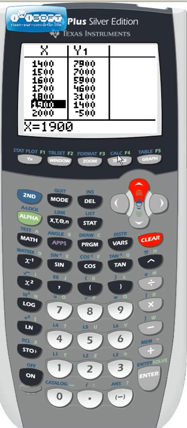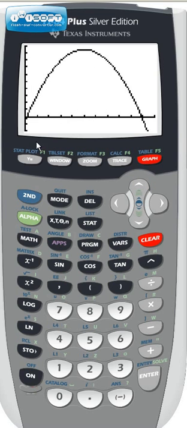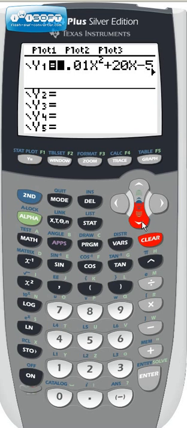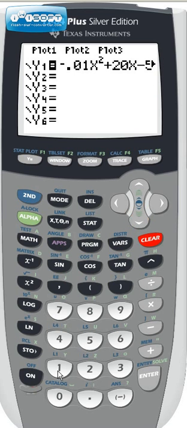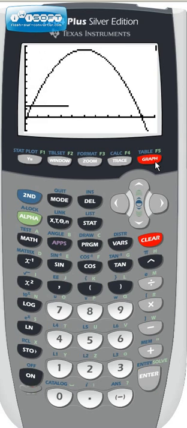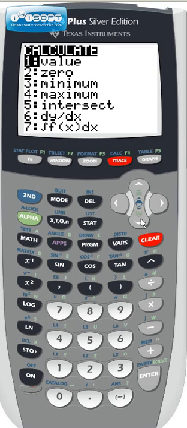The next thing I can do is to look at the graph again. Right now I only see the quadratic function. If I go back to y equals, and under y sub 2, I enter in $1,400. Now I get a graph that shows the daily profit and a constant line. This constant represents $1,400. I can look for the intersection point for these two functions by going to second trace to get to the calculate, selecting number 5, intersect.